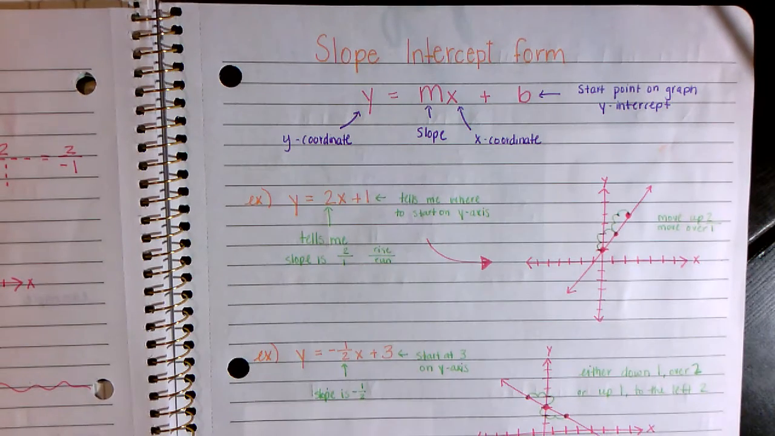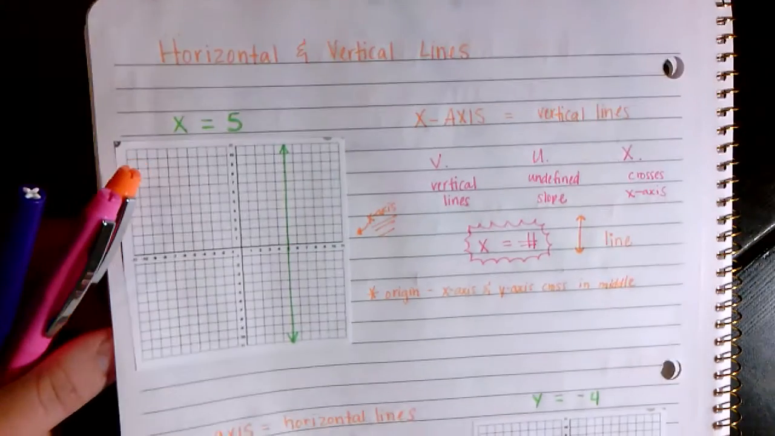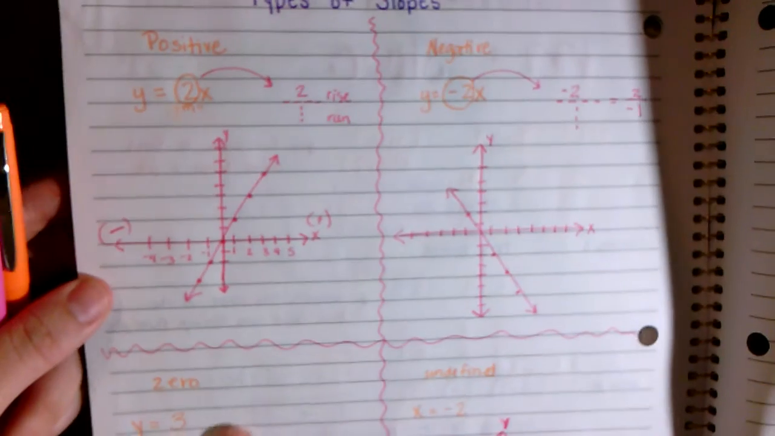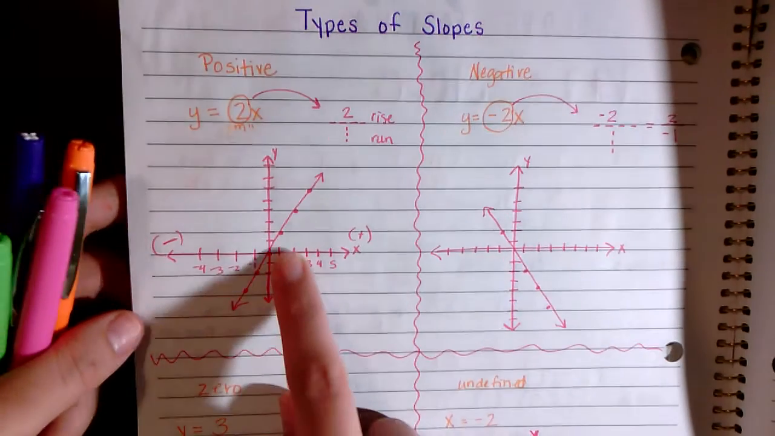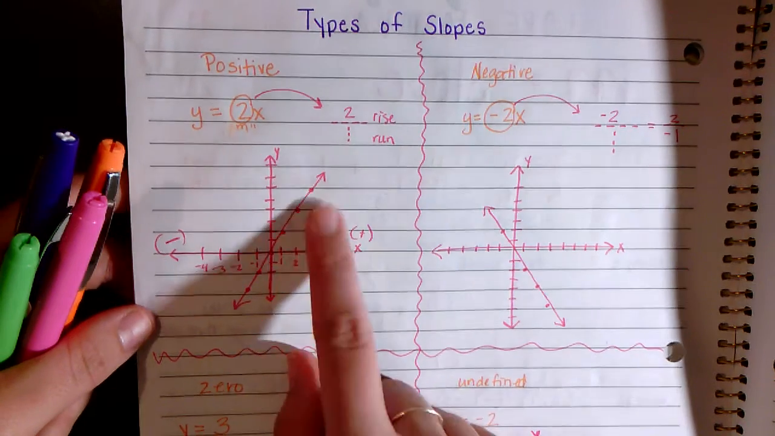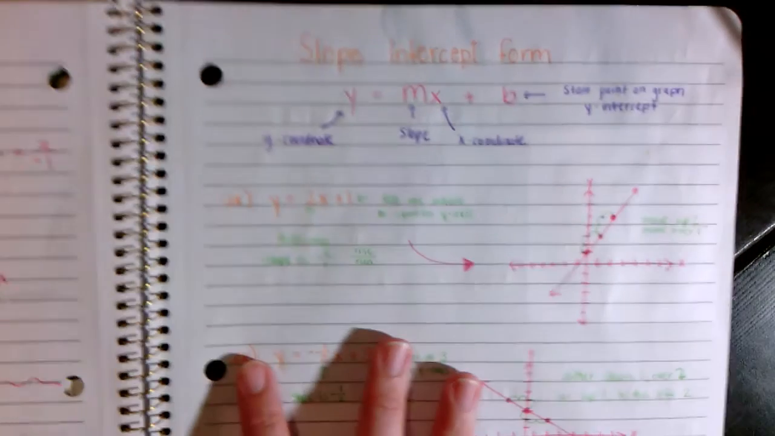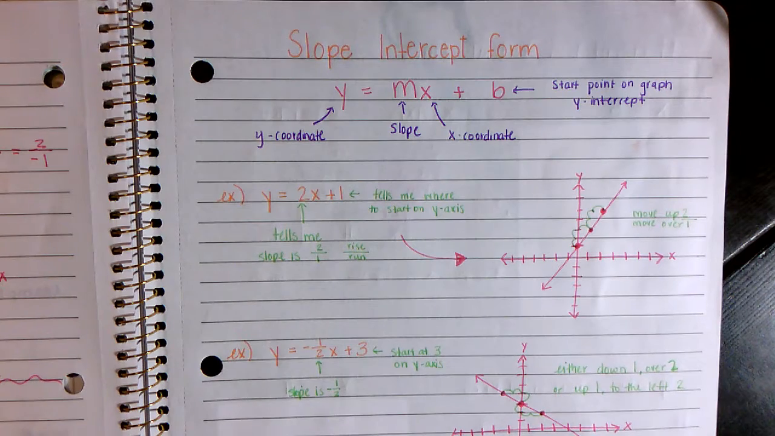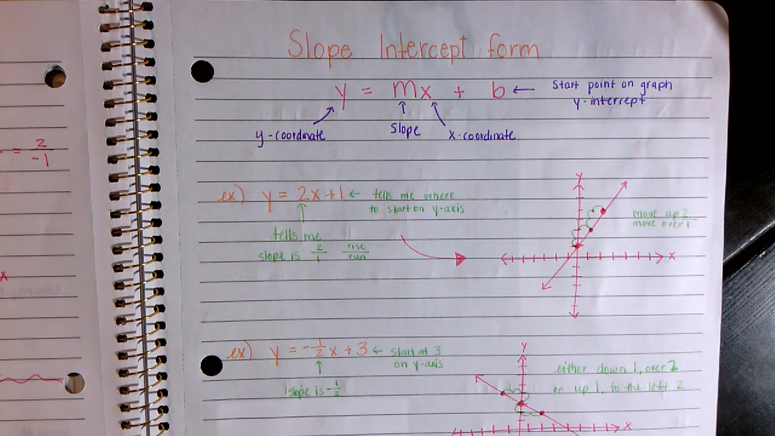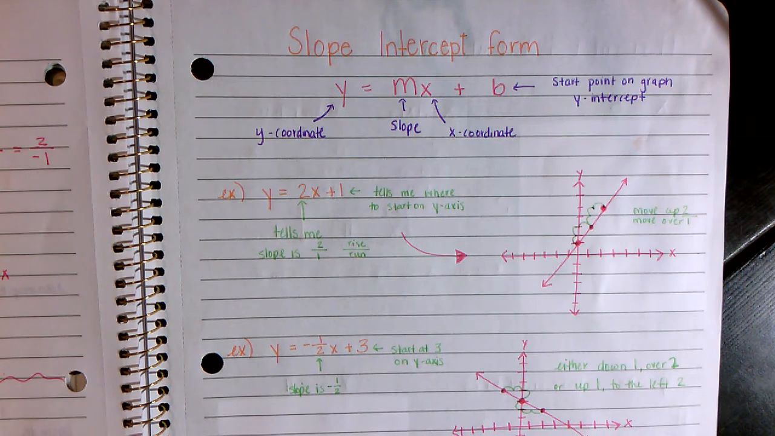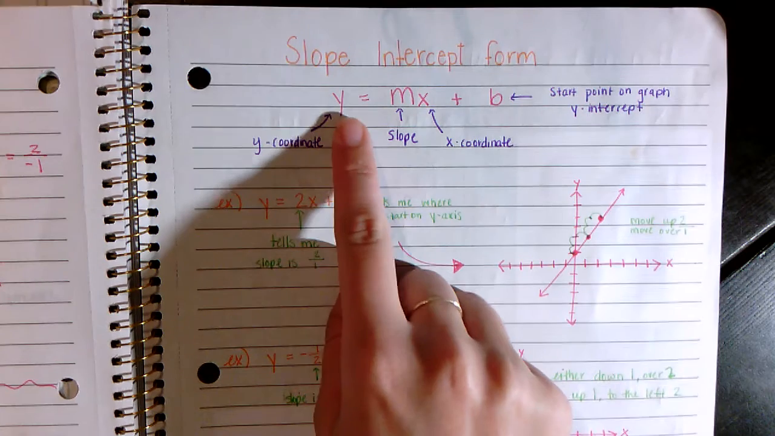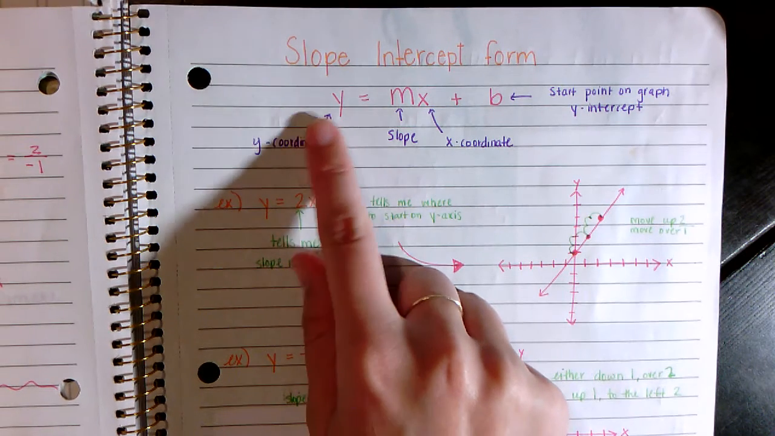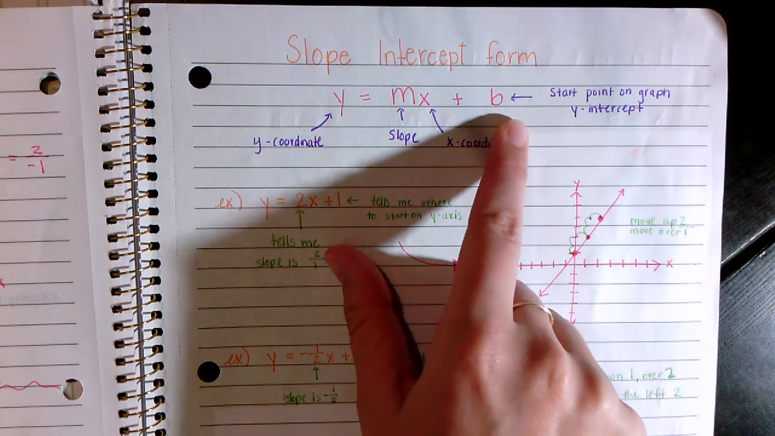So, yesterday we talked about horizontal and vertical lines, which were the two different types of slope: zero slope and undefined slope. But today we're going to talk about equations that have either a positive or a negative slope. So, when we're talking about anything that has slope, slope-intercept, linear functions, all of that, we're talking about a function that is written in slope-intercept form.